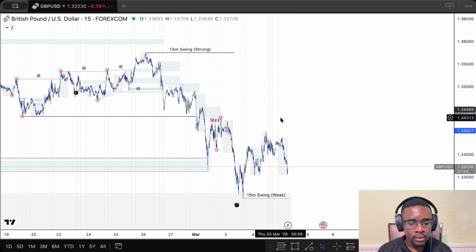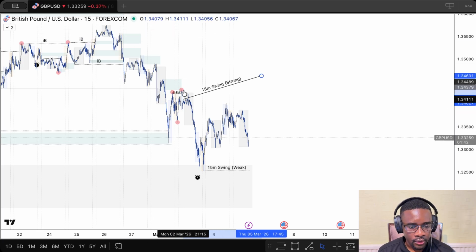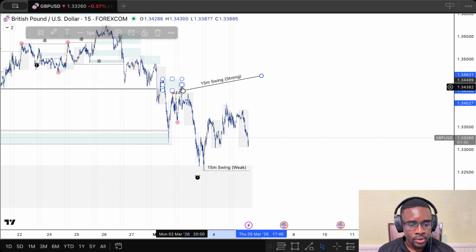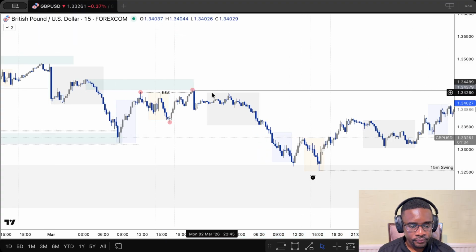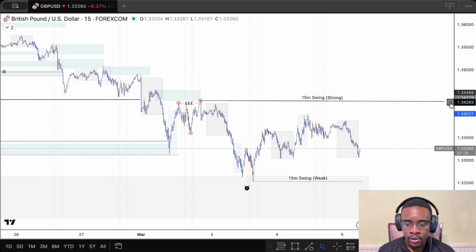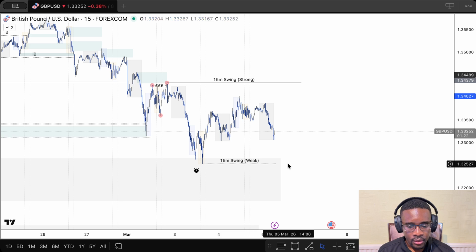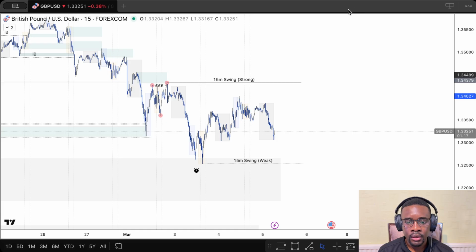On the 15-minute, this is what we have. Looking at it now, I could consider this a sizable pullback. So I'll put my swing range there, on that high. Then this becomes where my current swing low is at the moment.